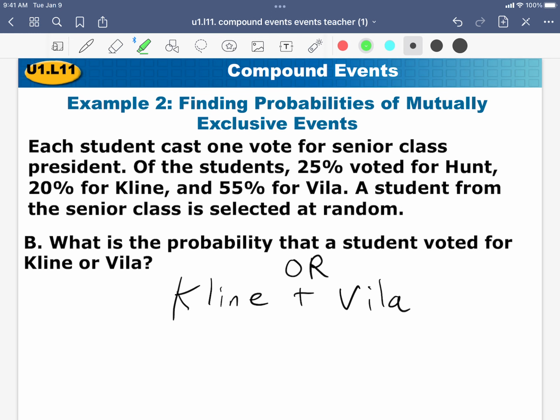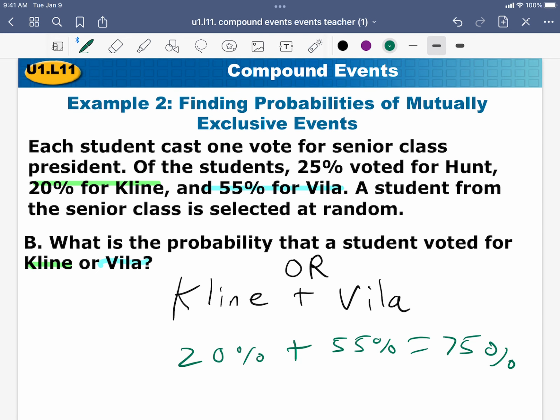Find the probability that one student voted for Klein or Vila. So the probability that someone voted for Klein is 20%, and the probability that someone voted for Vila is 55%. So we would have 20% or, which means add, 55% for Vila. So there's a total of a 75% chance that someone voted for either Klein or Vila.